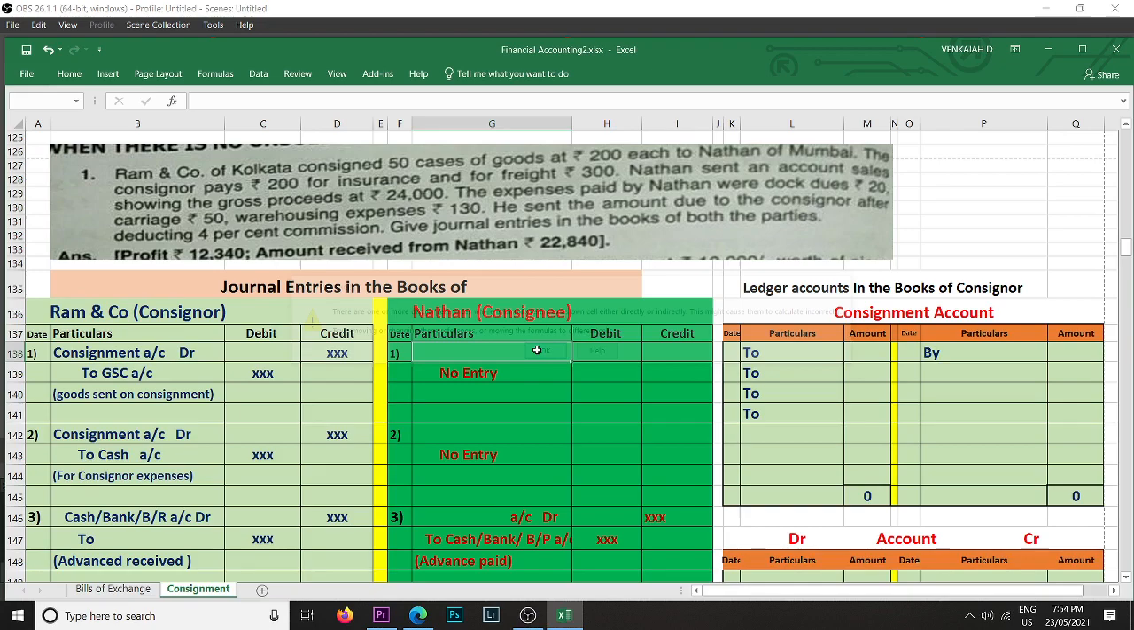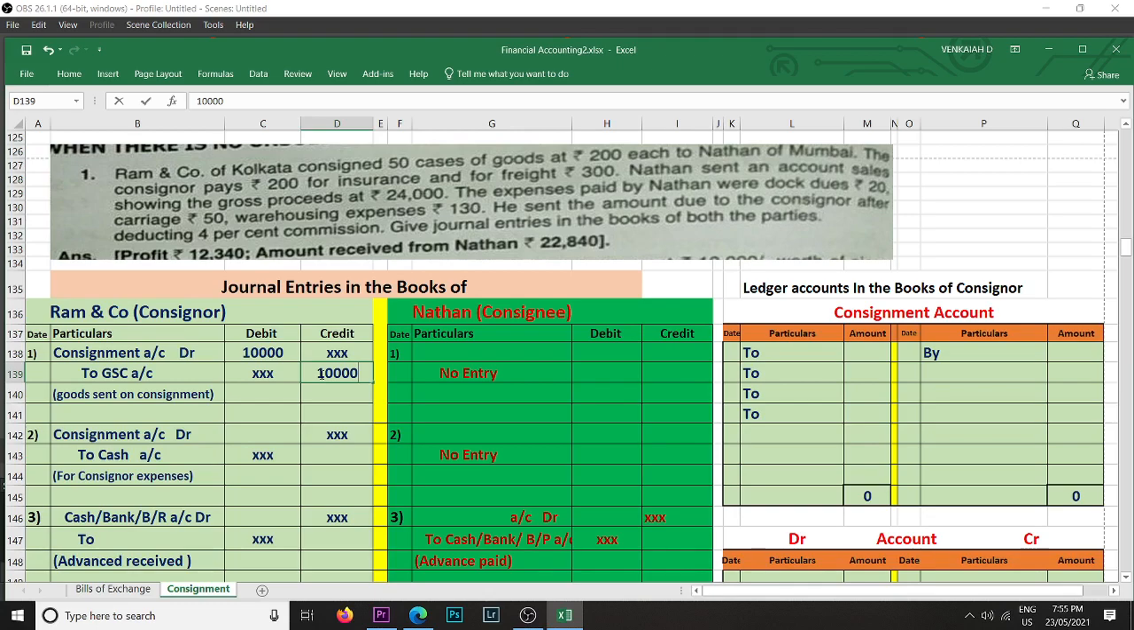50 cases of goods at the rate of 200 were sent to the consignee. So the entry will be consignment account debit to goods sent on consignment, 10,000. How did I get 10,000? 50 into 200. There is no entry in the books of consignee.